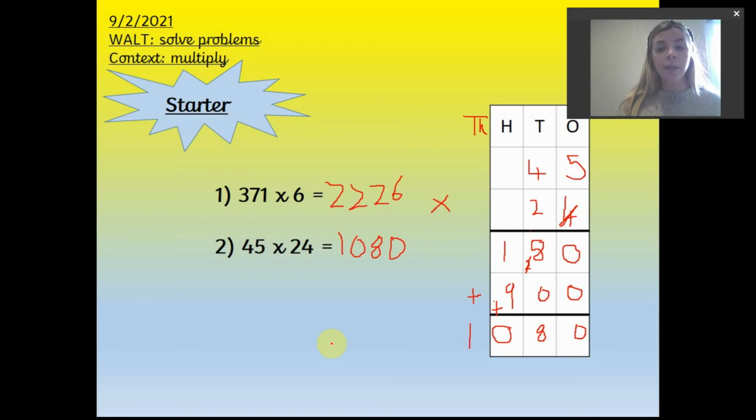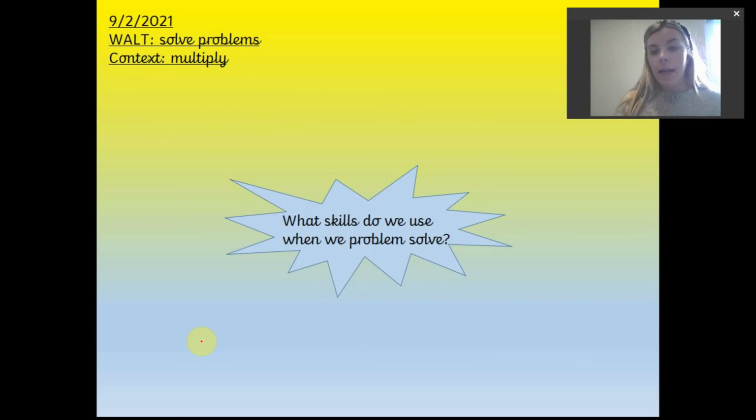So hopefully, if you paused me and had a go at that independently, you got those right. And like I said, if you didn't get those right, just pause me here and have a look to see where maybe you've gone wrong and what misconception you've got. Quite often, it's just the times tables that we tend to get wrong. Now, like I said, our WALT today is to solve problems. We're going to be using our multiplying skills. That's why we've done that as a recap. But we're going to be using those multiplication skills to help us solve word problems.